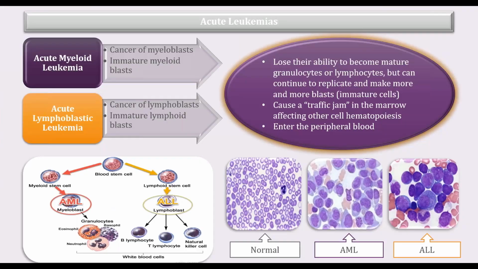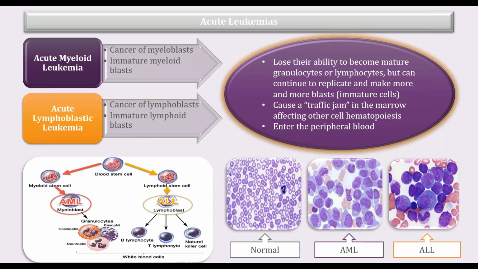Okay, we talked about the chronic neoplasms, and now we're going to take a look at the acute leukemias. So acute myeloid leukemia, or AML, is cancer of the myeloid lineage and the myeloblasts specifically. Again, these are the immature myeloid cells, and acute lymphoblastic leukemia is cancer of the immature lymphoblasts in the lymphoid lineage. These are the beginning cells of the B and T lymphocytes.